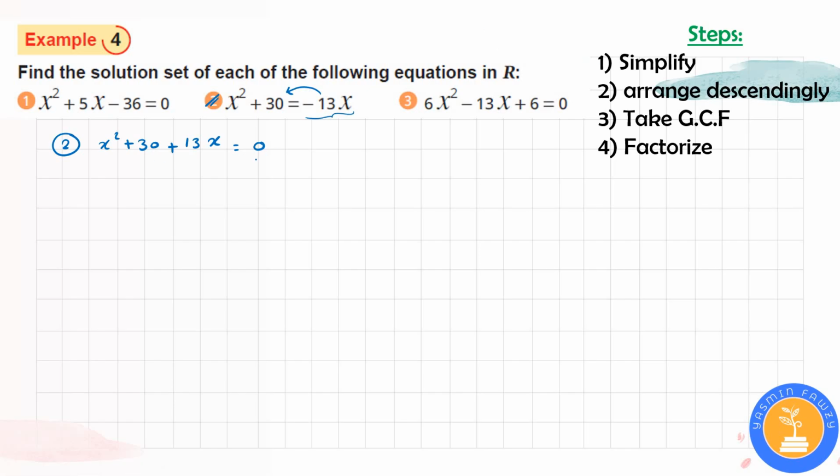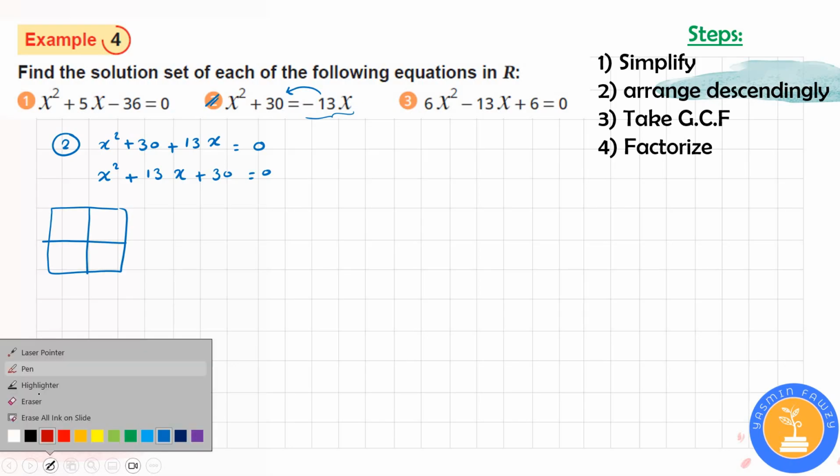Now, is it arranged? I have to arrange it descendingly from the greatest power to the smallest power. No, so I have to rearrange them again. It will be x squared plus 13x plus 30 equals 0. Okay, do we have here any GCF to take away? No. Okay, the coefficient of x this time is 1, so we can solve it normally as we learned before, or we can use the AC method. Yes, we can use the AC method, but I think it's not important here, but I will show you that it will work here again.